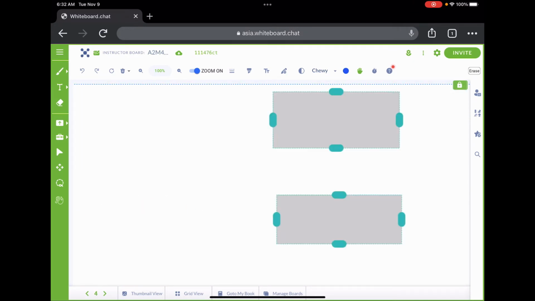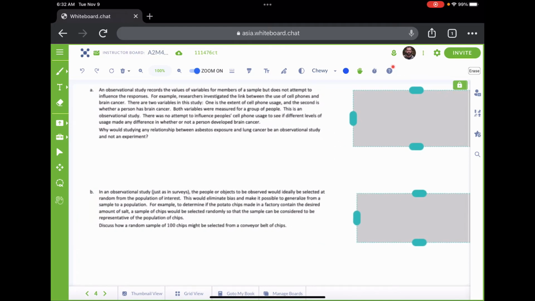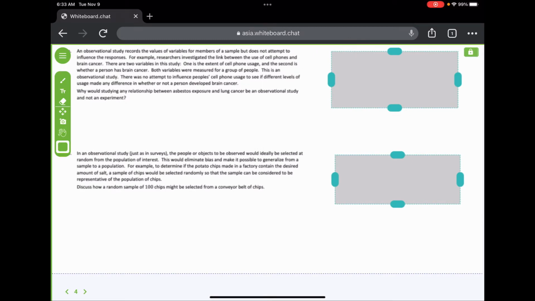Page 4 says an observational study, so we've gone from survey to now an observational study, records the value of variables for members of a sample, but does not attempt to influence the responses. For example, researchers investigated a link between the use of cell phones and brain cancer. There are two variables in this study. One is the extent of cell phone usage, and the second is whether a person has brain cancer. Both variables were measured for a group of people. This is an observational study.